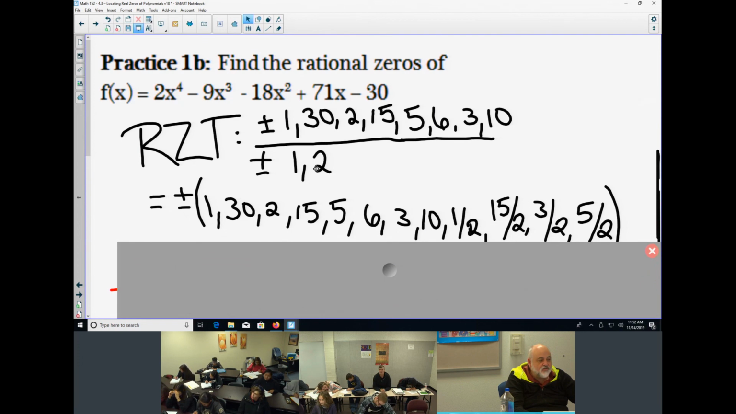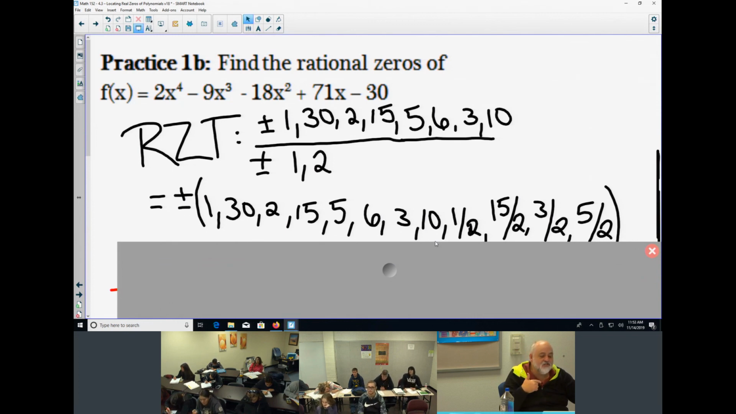But see, 30 over 2 is 15. So we already have 15, so we don't have to list 30 over 2. 15 over 2, 5 over 2. 6 over 2 is 3. We already have 3. So we don't need to list that. 3 over 2. 10 over 2 is 5. So we don't need to list that either. We already have it. Okay? So when you simplify, you don't have to include the duplicates. Okay? But still, that's a lot of numbers. That's a lot to check.